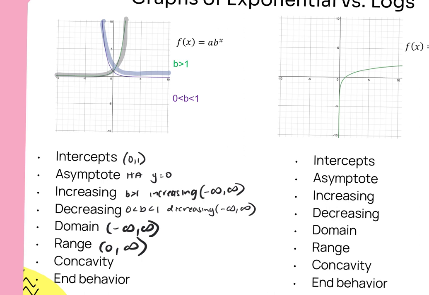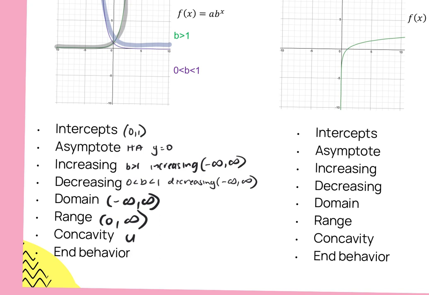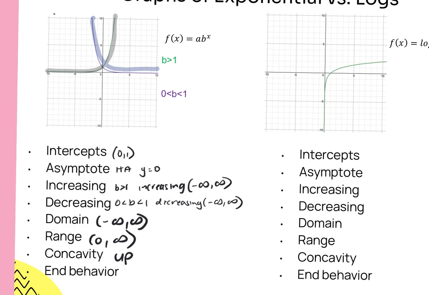How about concavity? Are these concave up or concave down? Concave up the whole way. Right? If I draw this shape, it is making that U shape. It flattens out a little bit, but it is still making that U shape. So both of them would be concave up.